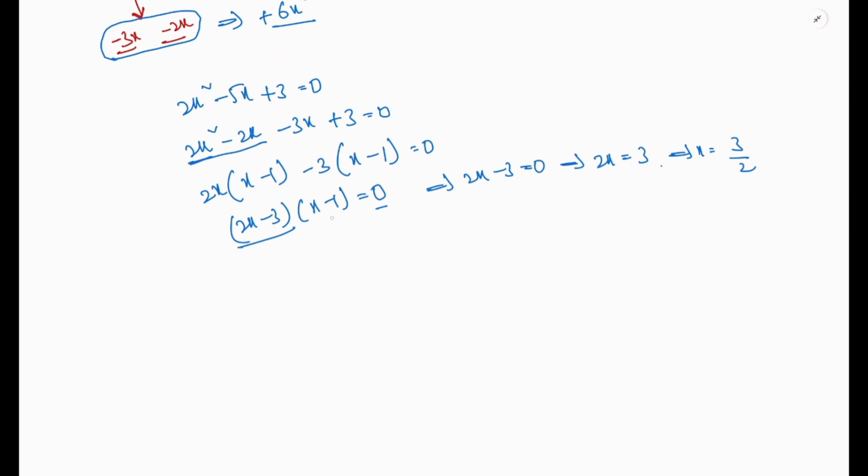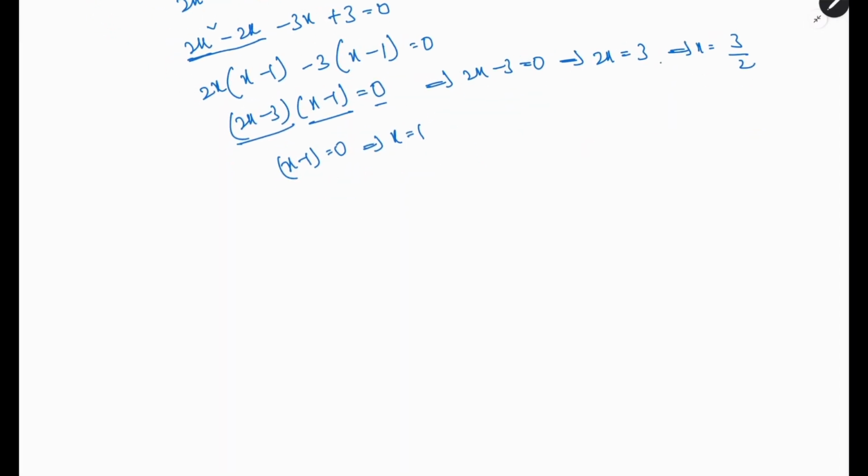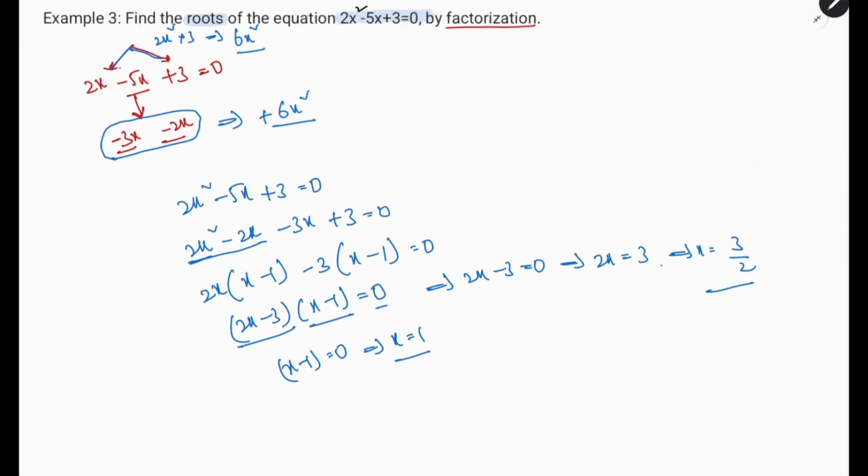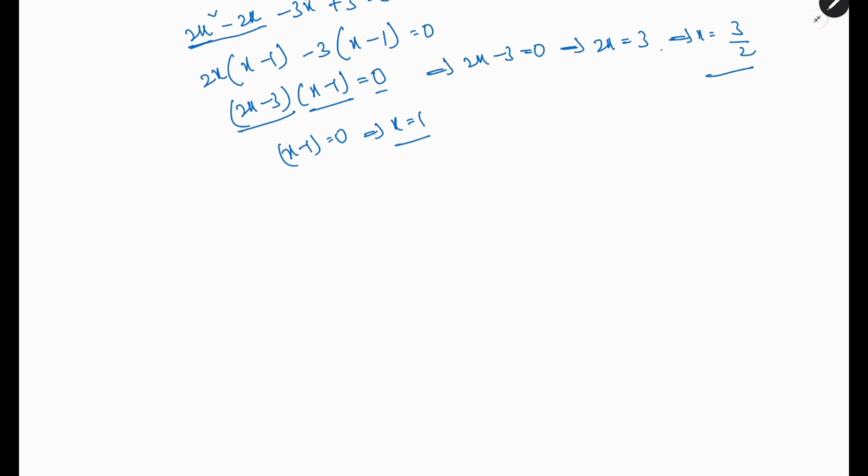If we take this term x minus 1 equal to 0, then we get x equal to 1. We get x equal to 1 and x equal to 3 by 2. These two are the roots of the quadratic equation. Therefore the roots of the quadratic equation are 1 and 3 by 2.